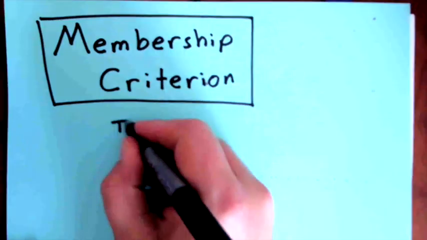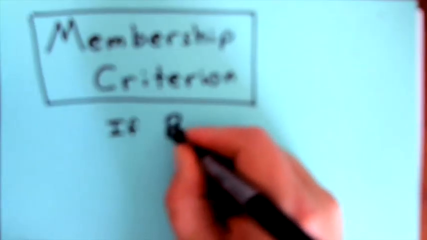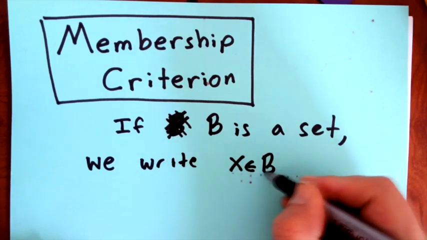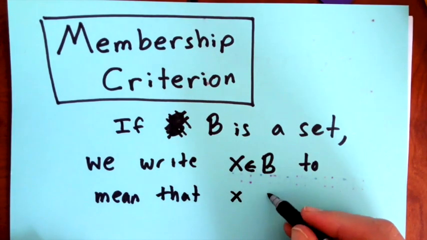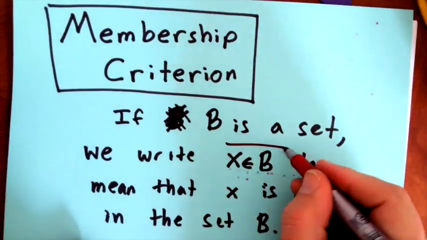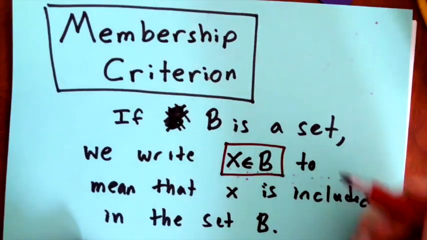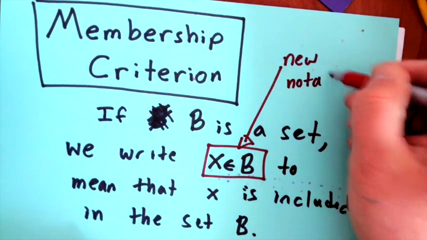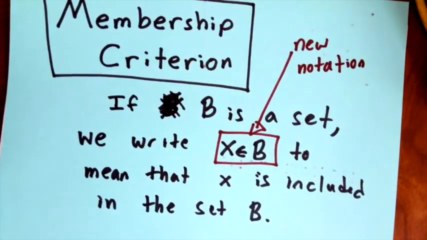This idea of a set having a membership criterion, or of something being a member of a set, is really important. So I want to go into it in a little bit more depth. Let's say that we have a set, and I'm going to call it B. If B is a set, we write x is in B to mean that x is included in the set B. So this is new notation. This new notation is used because it is helpful to have as shorthand. It's cumbersome to keep writing is an element of or is a member of. This notation is really powerful once you get used to it.